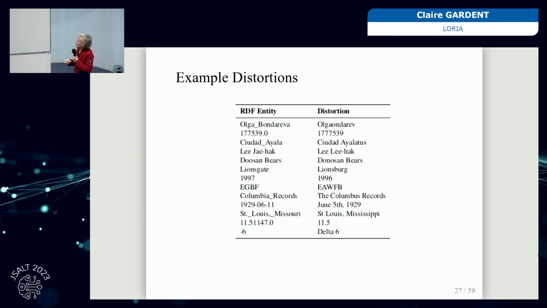So here is an example of distortion. You have the RDF entities on the left, and the mention is on the right, and you see it's not correct, but it's very similar. So for these, the manual annotation would say it's not an omission, it's a distortion.